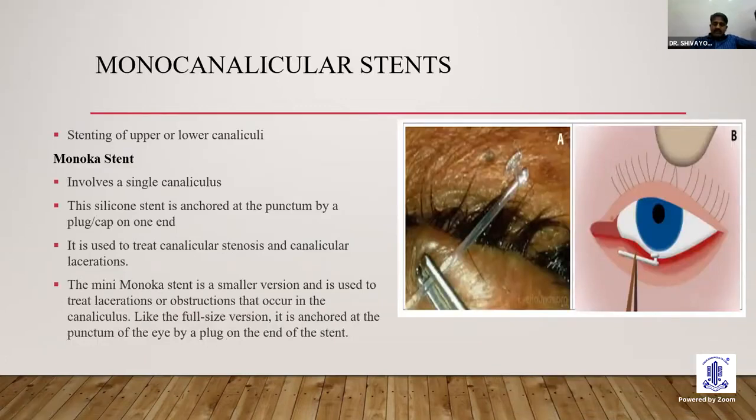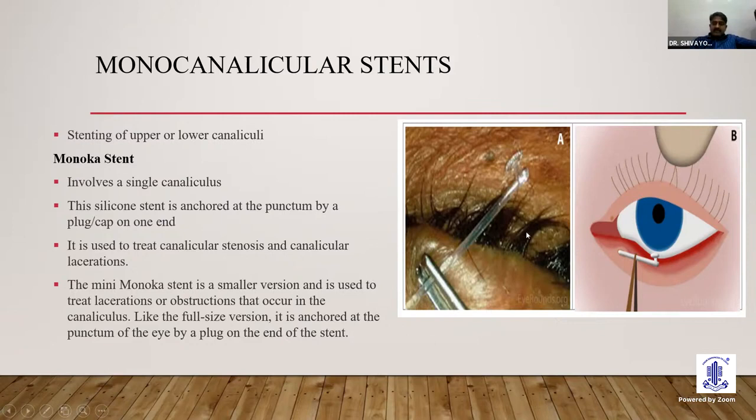On the other hand, this is the mini Monoka stent, a miniature of the Monoka stent, which has a tail. This is the head and the neck of the mini Monoka stent. So it involves a single canaliculus. As I've already told, it's a silicone stent which is anchored at the punctum by a plug or a cap at one end. It's used to treat canalicular stenosis or canalicular laceration. Whenever there is a canalicular laceration, you pass this tube through the punctum, and it snugly fits into the punctum, and the other end passes through the cut end of the canalicular system.